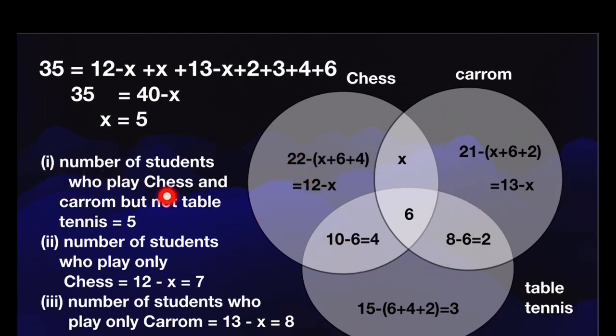Once you draw the diagram, you just have to find the number of students who play chess and carom but not table tennis. So chess and carom, they play this. Chess and carom but not table tennis, so we should not take this, only this. That is 5, we found out. Number of students who play only chess: only chess means this area, that is 12 minus x. What is x? 5. So 12 minus 5 is 7. Number of students who play only carom: this area, only carom, 13 minus x. x is 5, 13 minus 5 is 8.